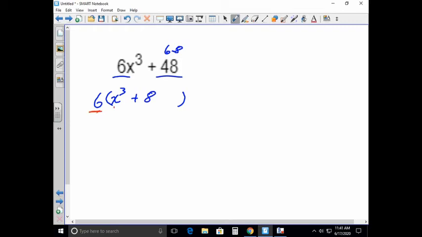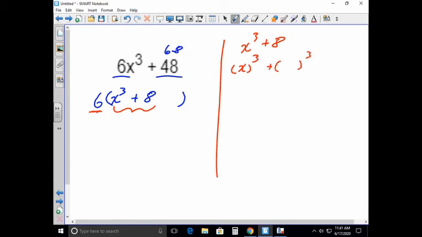Now what's left inside, that's the sum of cubes. I'm just going to come over on the side for now. The first term is x that's being raised to the third power, and 8 is 2 to the third power. 2 times 2 is 4. 4 times 2 makes 8. So each of those are something to the third power.